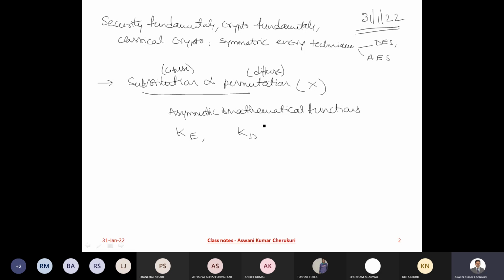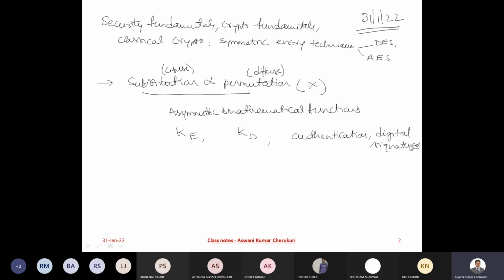In addition to the advantage of solving the key distribution or key exchange problem, you have many more advantages with the asymmetric crypto system. Number one, we are able to achieve authentication. Number two, we are also able to achieve digital signatures. These are all byproducts of the asymmetric crypto system.